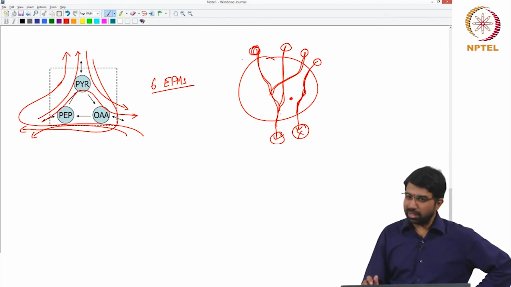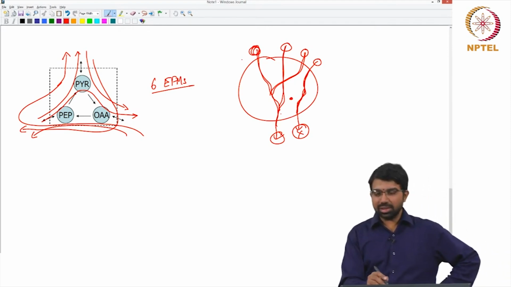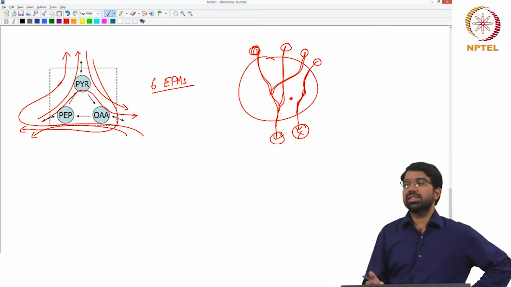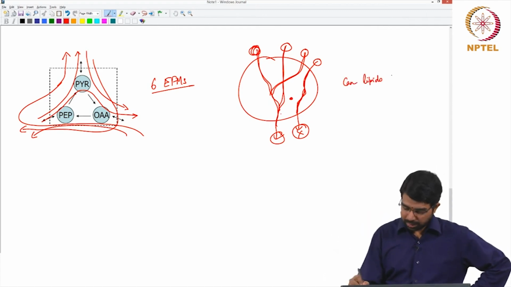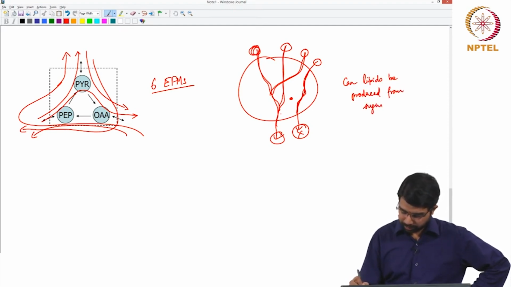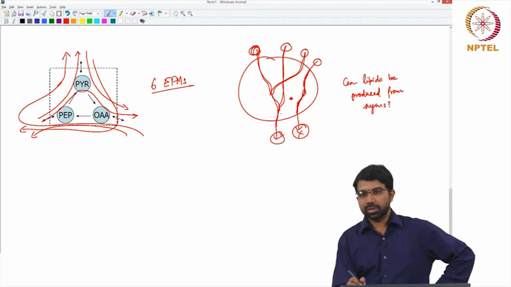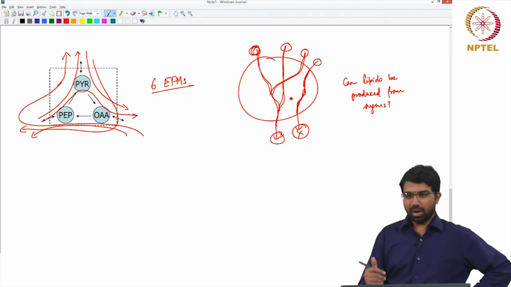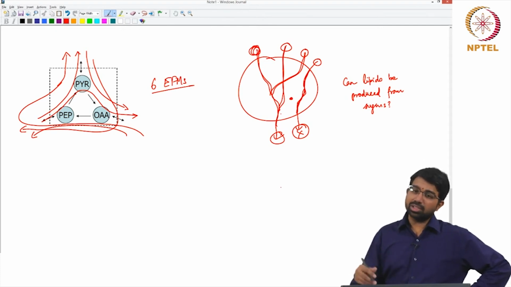You can look at smaller EFMs, they do make sense, but in general this is how one likes to look at EFMs. For example, one very interesting application of EFMs is: can lipids be produced from sugars? The opposite of this is the diabetic's nightmare, right? So all excess sugar in the body goes to lipids and so on and causes lots of issues, right?